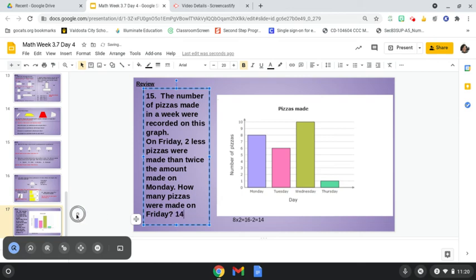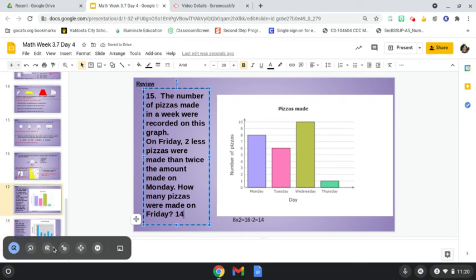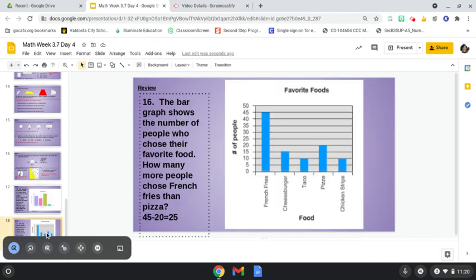Okay, last question. Okay, this is subtracting to compare. The bar graph shows the number of people who chose their favorite food. How many more people chose French fries than pizza? 45 people chose French fries. 20 people chose pizza. 45 minus 20. 25 more people chose French fries than pizza.